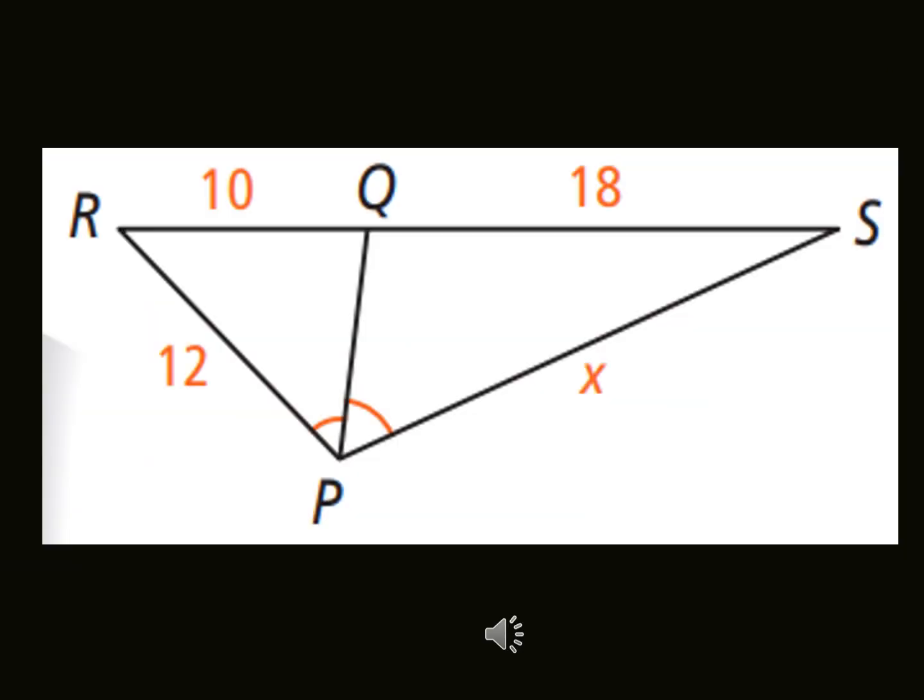And so here's a typical problem like that. You can see that there's an angle at the bottom of this triangle that's bisected. The sides of the triangle are 12 and x. And at the top, the angle bisector cuts those into segments that are 10 and 18.